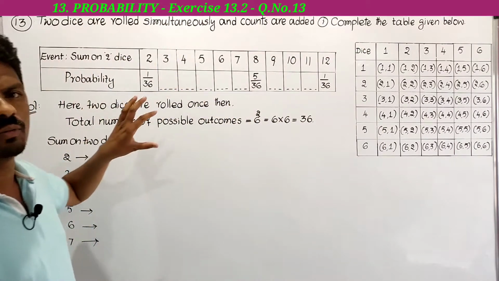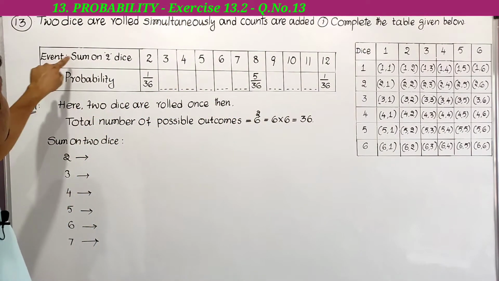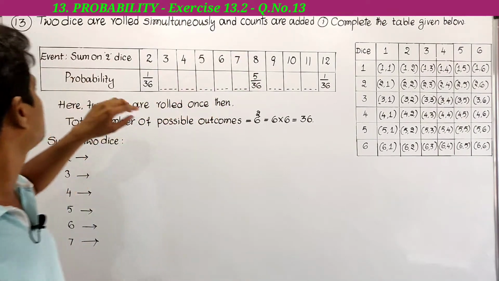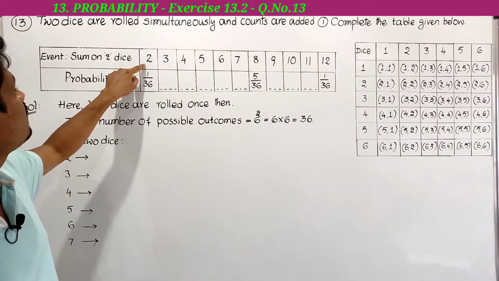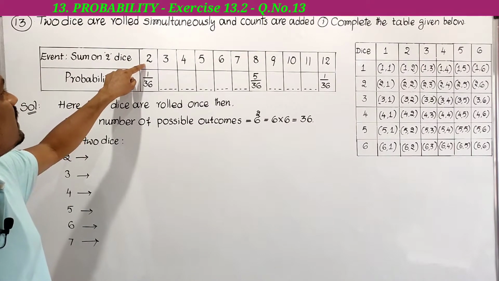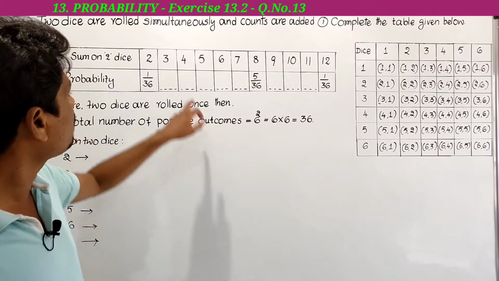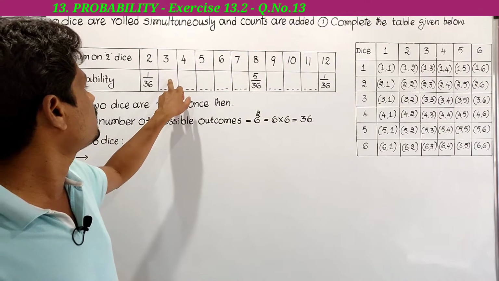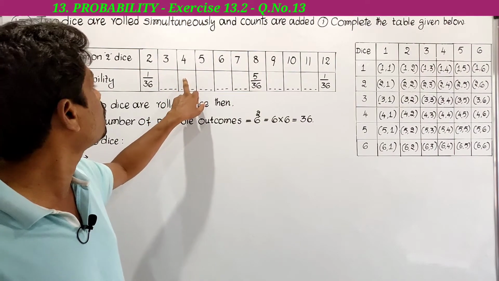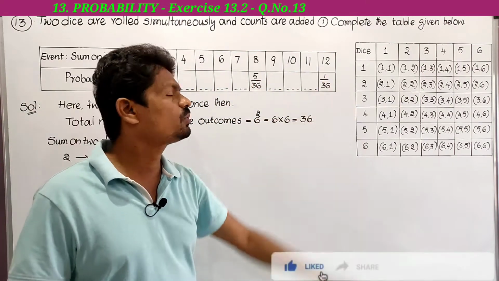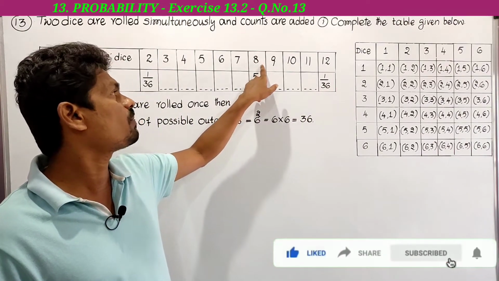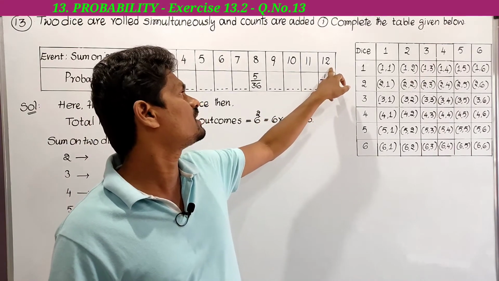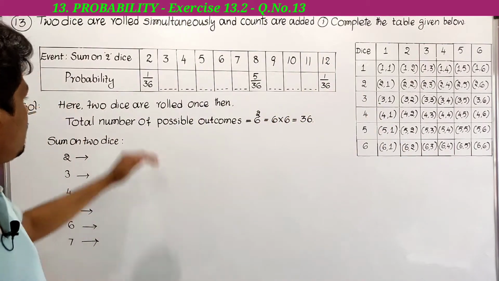He has given a table. See here, the event is the sum on two dice. The probability that the sum on two dice is 2 is 1 by 36. For the remaining, he is asking us to find the probability that the sum on two dice is 4, and in the same way up to 12. The probability that the sum on two dice is 8 is 5 by 36, and the probability that the sum on two dice is 12 is 1 by 36, which he has given.